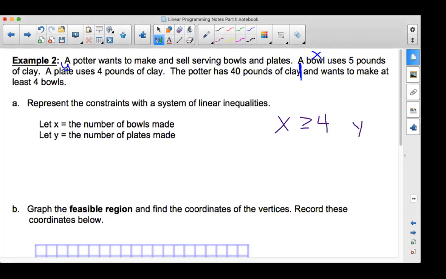So I need to make at least 4 bowls. If I go off of the same thing, it doesn't tell me anything about plates, but we know we can't make a negative number of plates. So the plates, which is Y, is going to have to be bigger than or equal to 0. So at least 4 bowls, but it doesn't give us a restriction on plates. Besides that, I can make 0, but I can't make anything less than that. How about one other inequality?